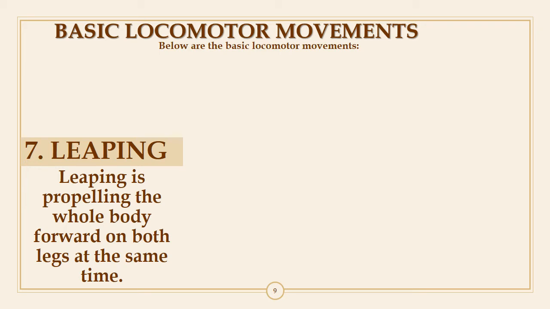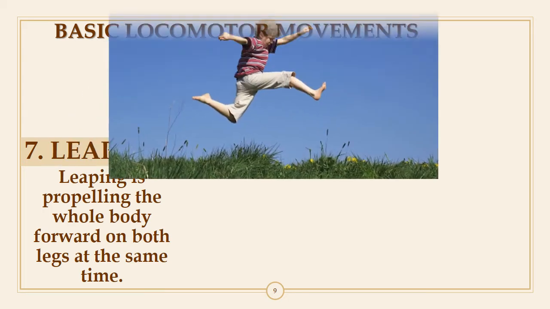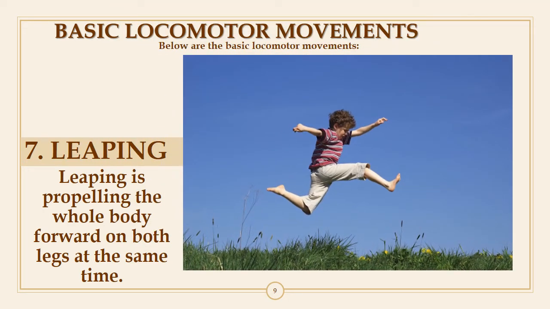Then another one we'll be looking at is what? Leaping. Leaping is an example of basic locomotor movements that is done by propelling the whole body forward on both legs at the same time. It looks like when you want to run, but there is a difference between hopping and leaping. In leaping, you propel your whole body forward on both legs, while in jumping, you move your whole body quickly. So there is a difference between the both of them.